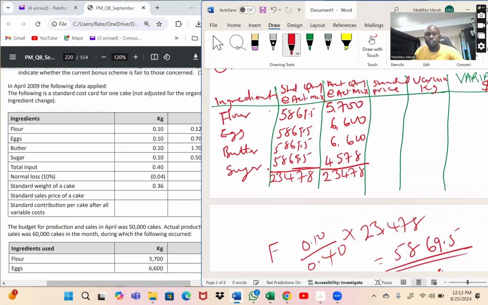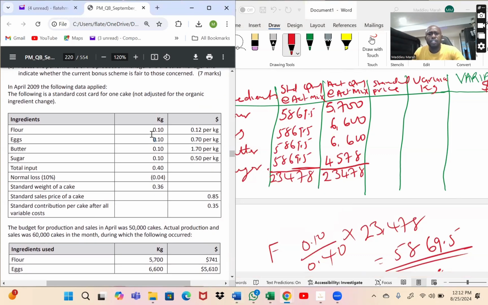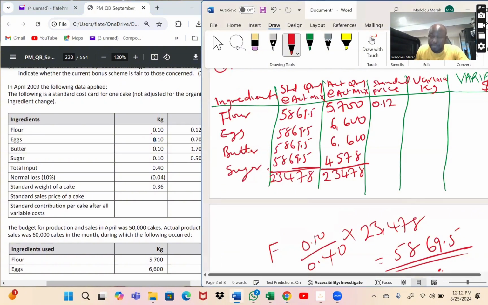When we total all of this, it equals 23,478. That's my second step. My third step, I bring my standard price. What is my standard price? I have $0.12 per kg. That's my standard price for flour. 0.12. This is my standard price. The next one, 0.70. The next one is 1.70. That's my standard price, and 0.50. These are my standard prices.